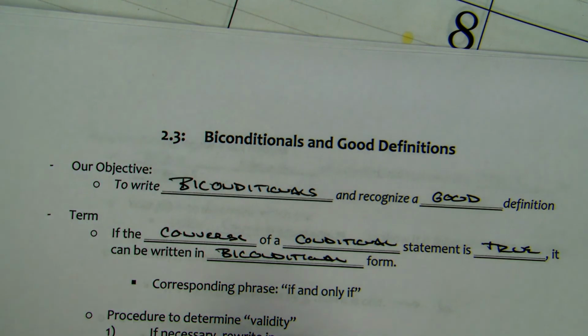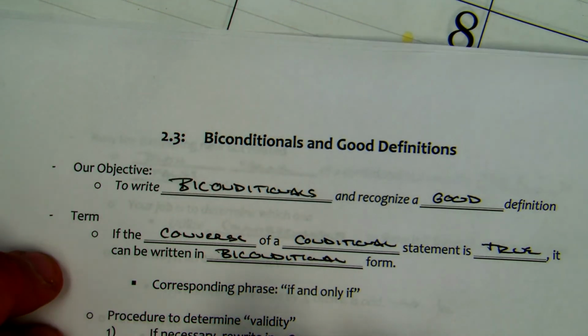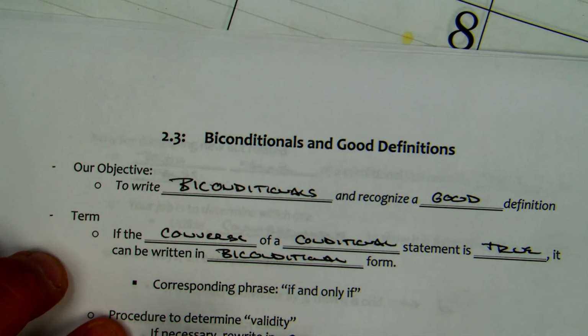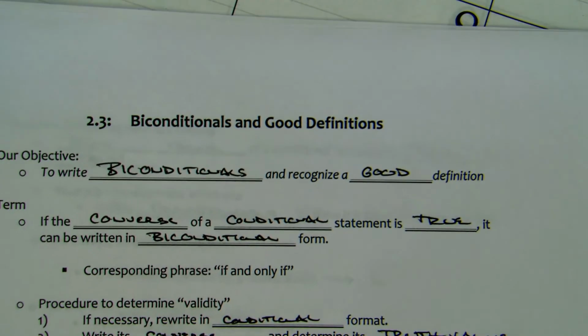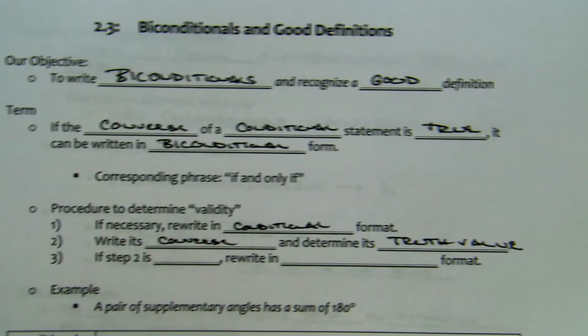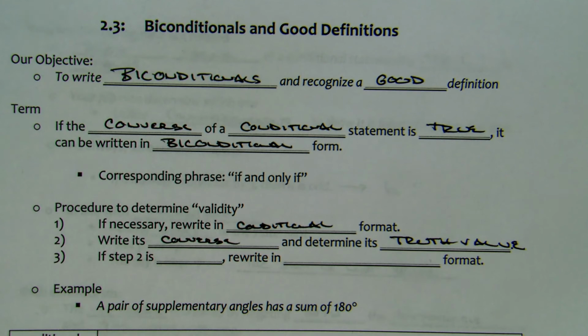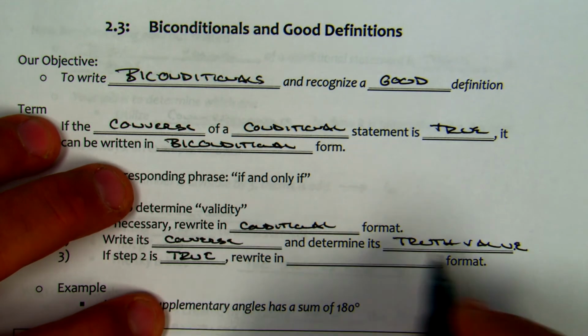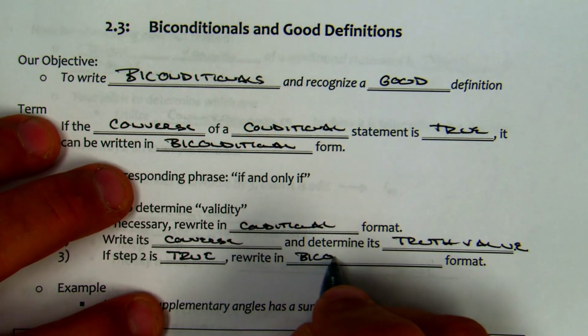If necessary, rewrite in conditional format. Then write its converse and determine its truth value. Again, you got a 50-50 shot there, true or false. Okay? So if necessary, rewrite in conditional format, write its converse and determine its truth value. If step 2 is true, rewrite in biconditional format.